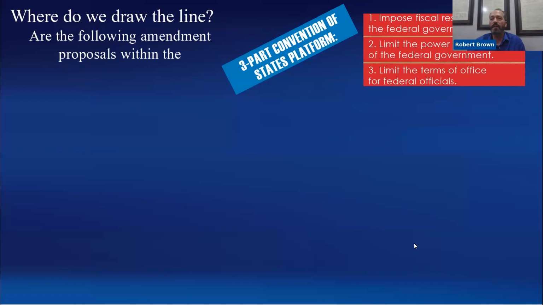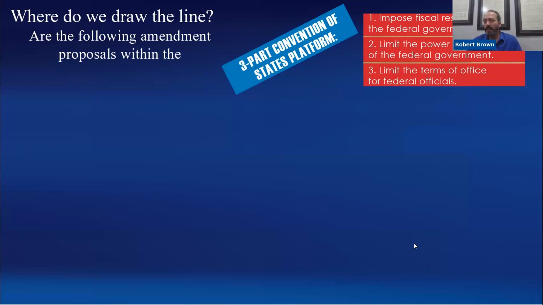In the top right corner, you see what Convention of States says are the limits to their convention. They can only propose amendments on one of these three subject matters: impose fiscal restraints, money restraints, spending restraints on the federal government; limit the power and jurisdiction of the federal government; and limit the terms of office of federal officials.